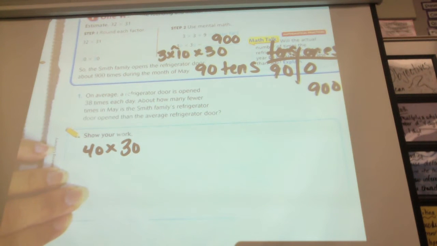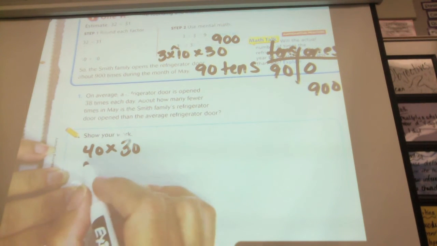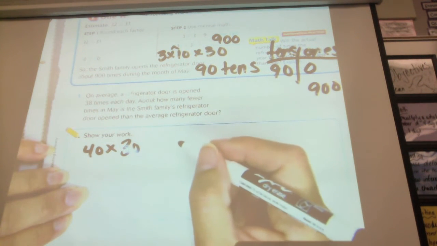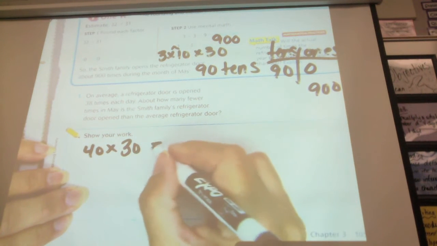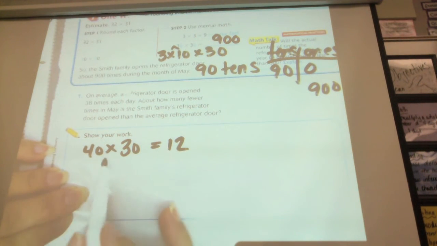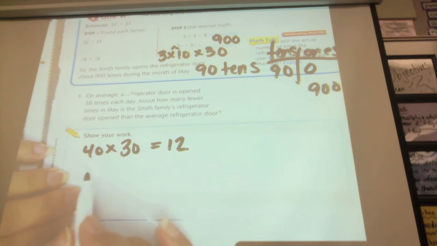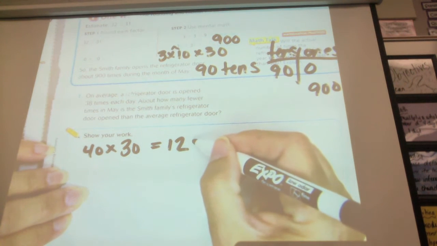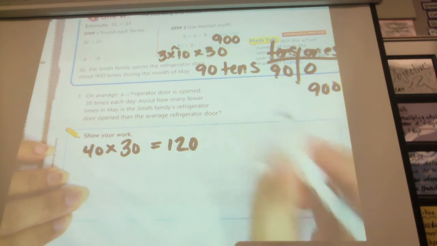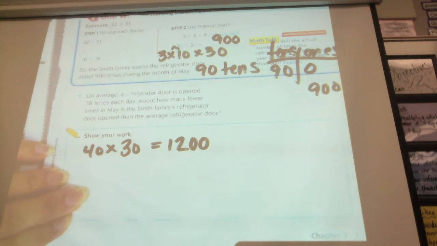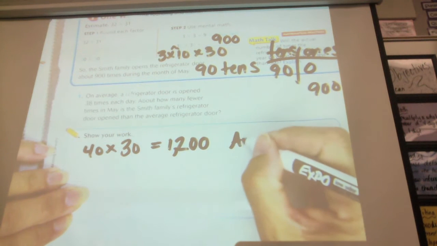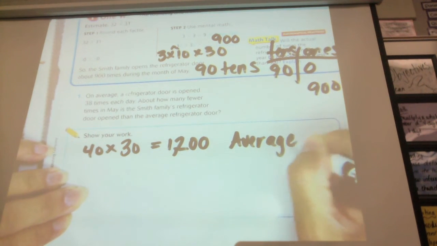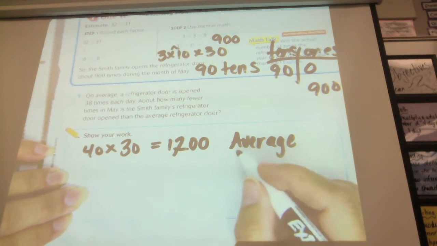Okay. Now we're going to do 4 times 3. 12. And we're not just going to add the zeros, because we don't just add the zeros. But we know that this one was times 10, so that makes this 120. And this one was times 10, so it makes it 1,200. So this is the average family. This is the, was it a Smith?